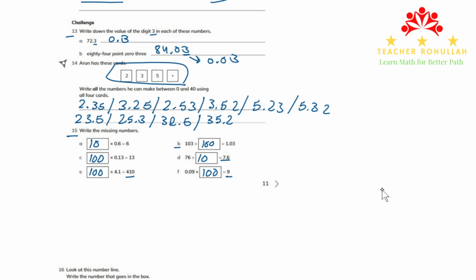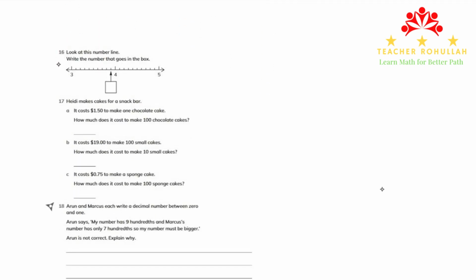Okay, we are done with page 11 also. We now move to page 12. We have another 3 questions on page 12 also. So the first one is question number 16. It says, look at this number line. This is the number line. Write the number that goes in the box. The number that goes in the box.